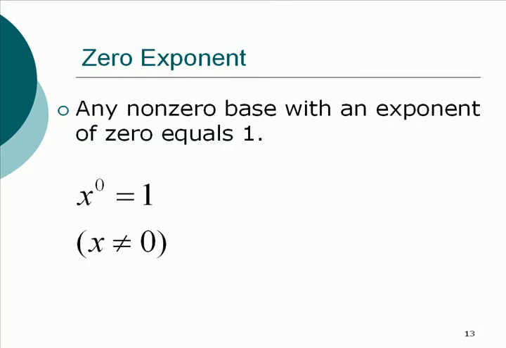Zero exponent. There's certain things that people remember automatically, and this is one rule that nobody ever seems to forget. Anything to the 0th power is 1. Okay? We'll see an example of this one a little bit later. We're just going to state this one.